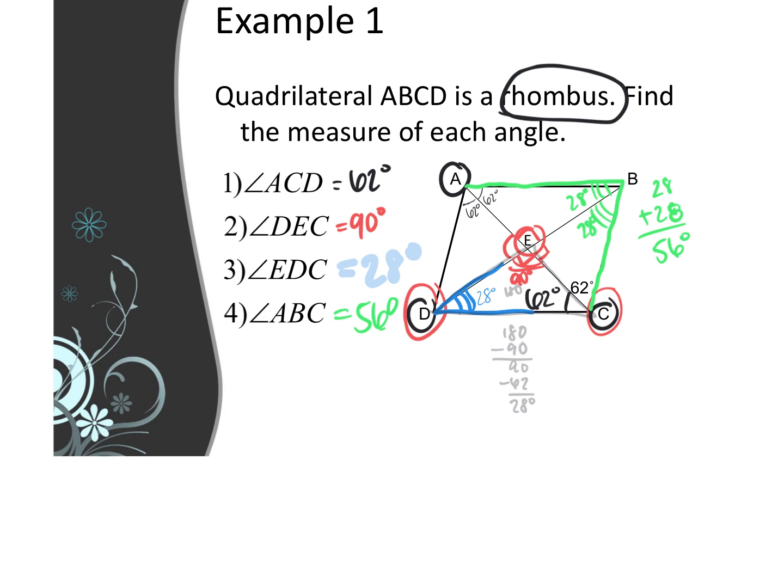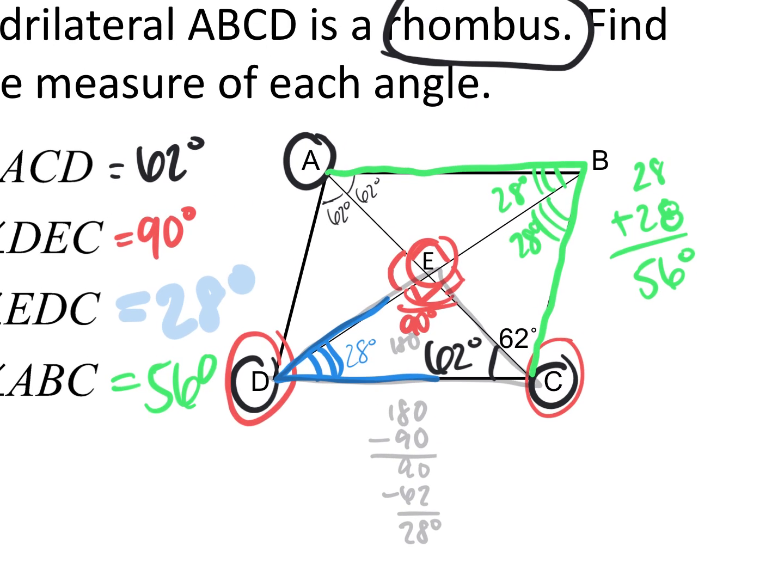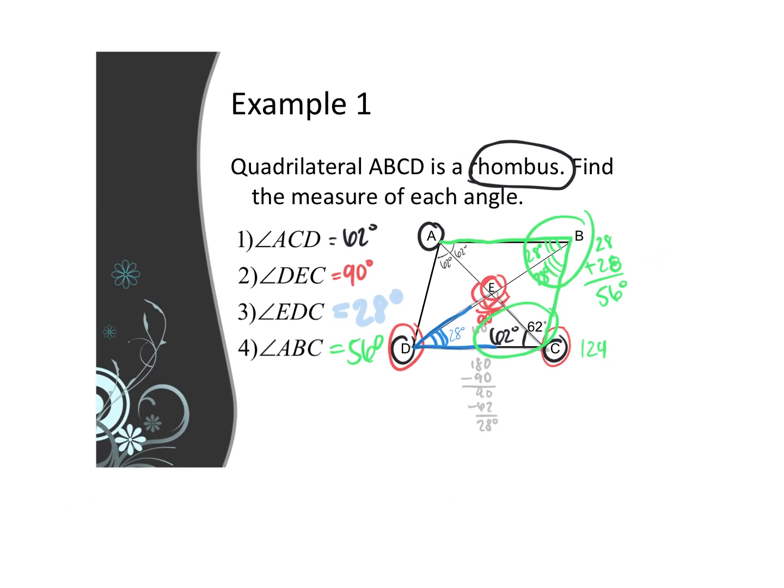Is there another way you could have figured out that angle? Very good. You could have added these two and gotten 124 and subtracted that from 180. And that would give you the measure of this entire angle, right? Because angles that are next to each other in any parallelogram are supplementary. They add up to 180, okay? There are sometimes even three ways to solve these kinds of problems just because there's so much symmetry and so much congruency when we're talking about parallelograms, okay? All right, any questions on any of these four?